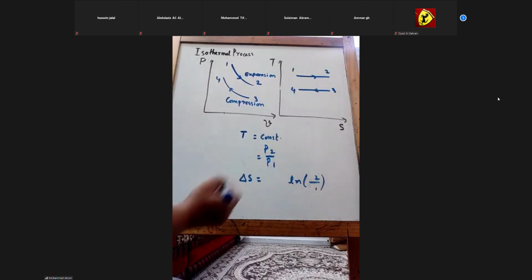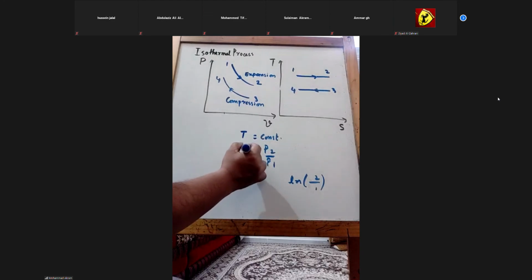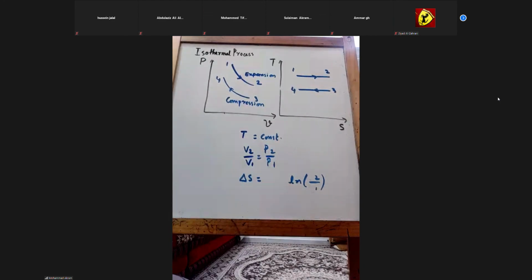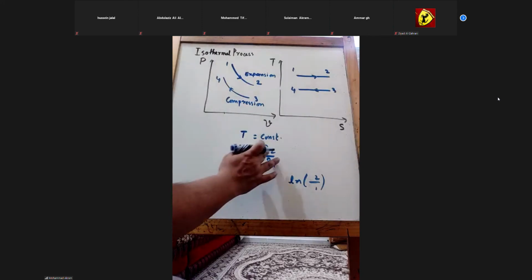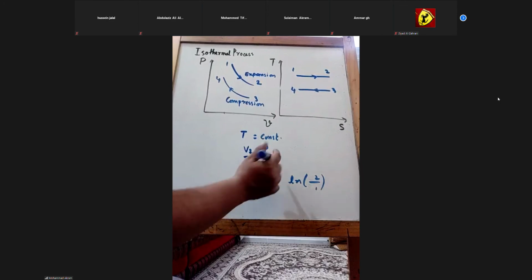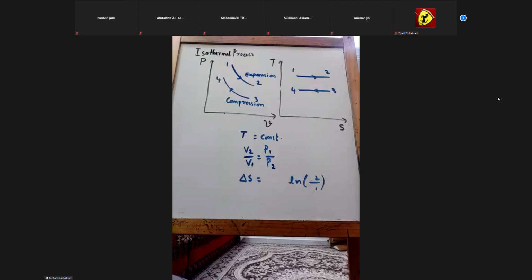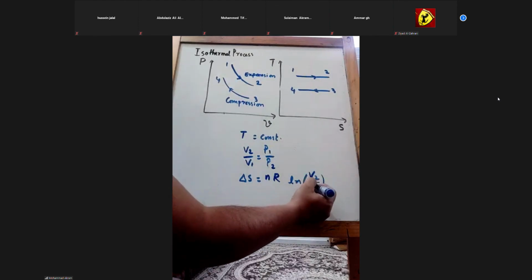Temperature is constant. So what is the relation between the volume and pressure? So V2 by V1 is equal to P2 by P1? Is this correct? It is not correct. Why? Because they are opposite now. So if this is increasing, this will decrease. Okay, they are opposite. What is the delta S relation I gave for this? n R. There are other relations as well you can find in the book. V2 by V1.